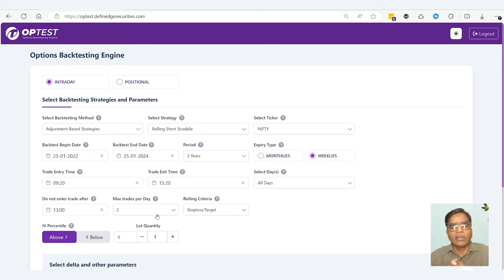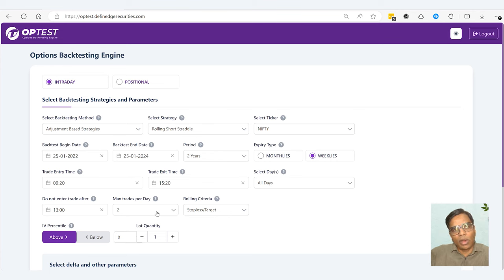Now let's say there is a rollover, so either the stop loss is hit or delta is breached. Now I want to roll over, right? One trade is in the beginning, and after the rollover it is two trades. So in a given day, only two straddles will be possible if I select maximum trades per day. Two straddles maximum. Now if I make it three, I can roll over three times.